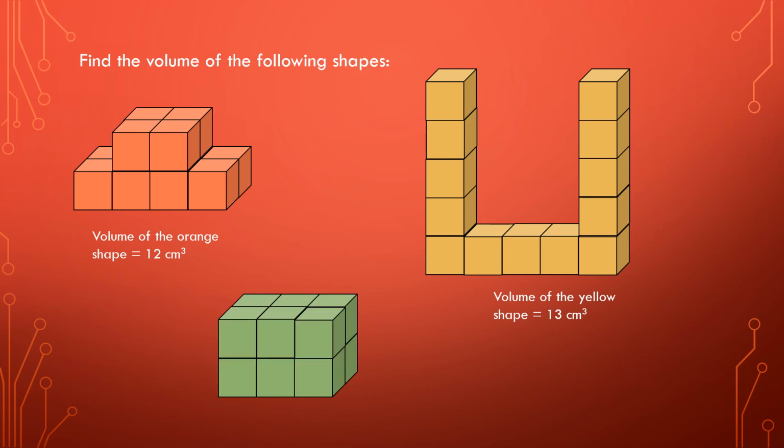And so finally, one last one, this kind of green shape down here. Well, there are 1, 2, 3, 4, 5, 6 on the top. So there are 6 on the bottom as well. 6 plus 6 is 12. And so the volume of this green shape is 12 cubic centimeters.